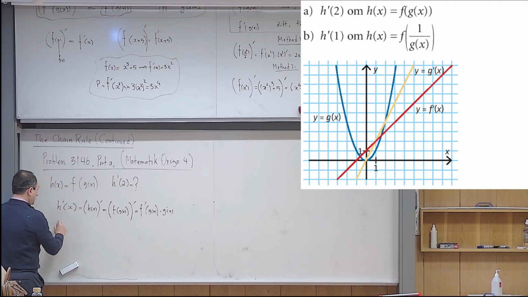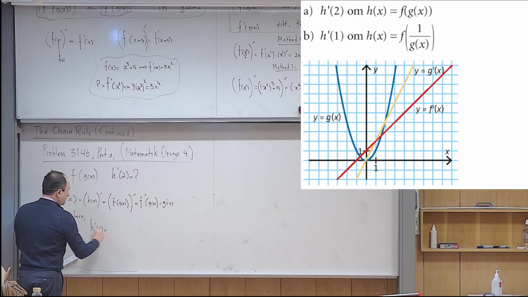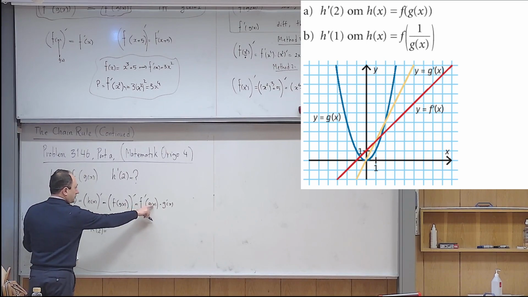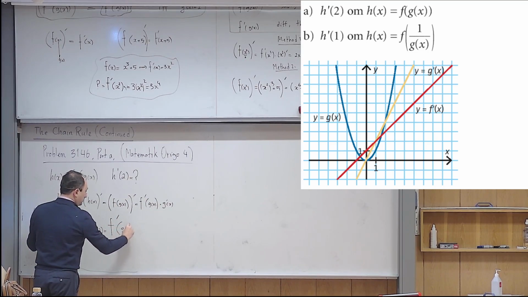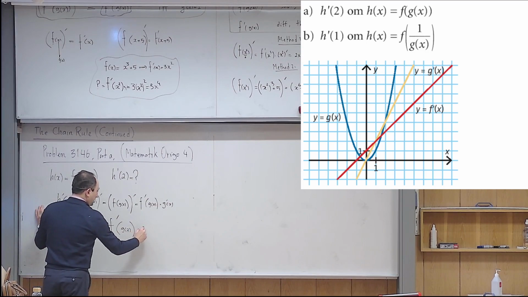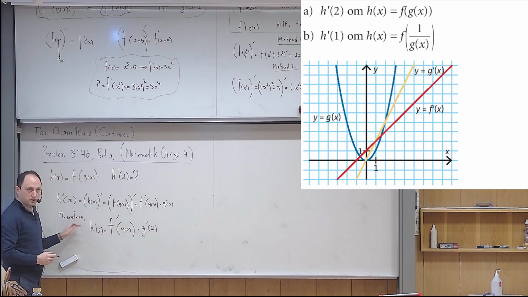So this means, therefore, what is h prime of 2? H prime of 2 is equal to, everywhere that I see x, I replace it with 2. This becomes f prime of g of 2 multiplied by g prime of 2. Okay, let me stop here. Do you understand what's going on exactly?